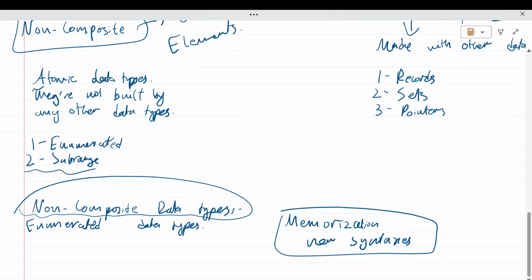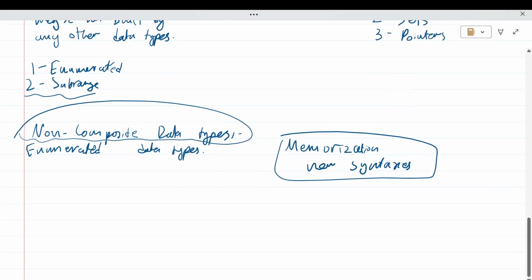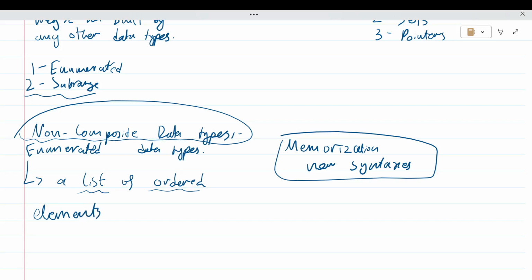First, let's just do the enumerated data type. So what is this data type? What even are enumerated data types, right? They're just a list of ordered elements. These two words are important. They're just a list of ordered elements, stored under the same identifier, with the same data type and so on. And obviously they're defined by the program.